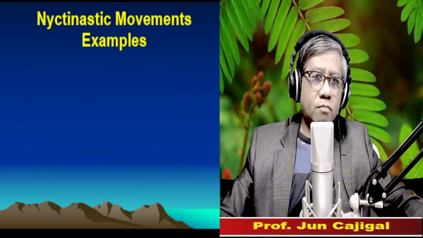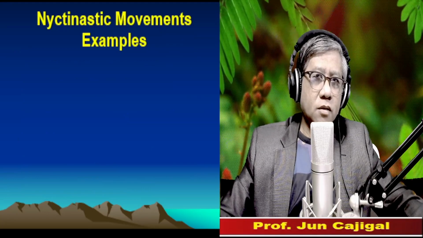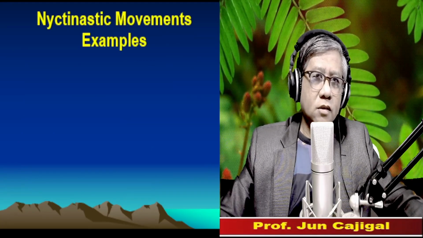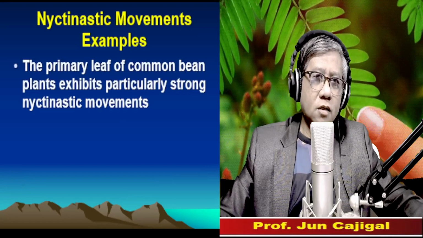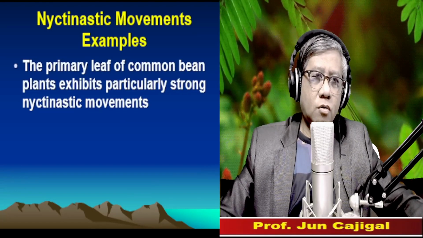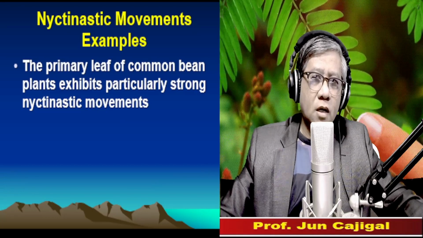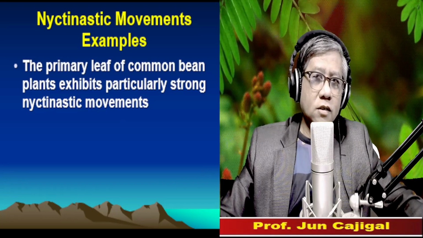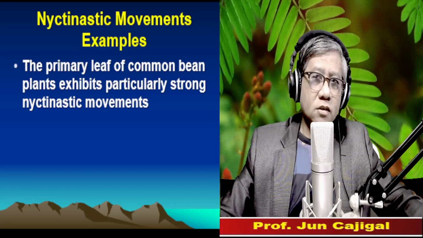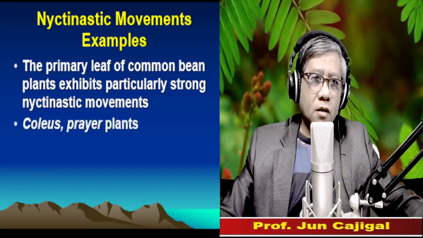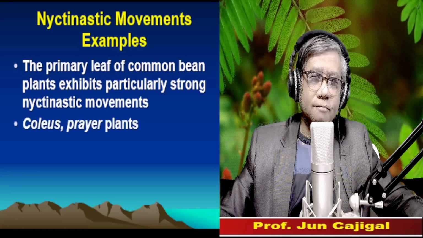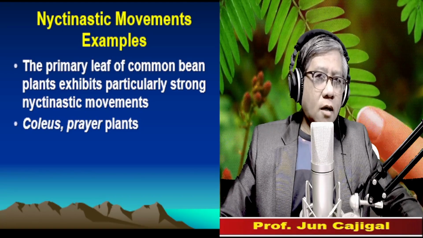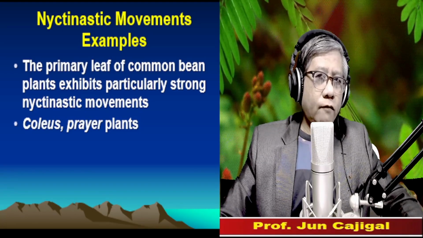And these are examples of plants that exhibit nyctinastic movements. The primary leaf of common bean plants exhibits particularly strong nyctinastic movements. And also a good example of a plant that exhibits this kind of movement is the coleus, or the so-called prayer plant. Now here is a time-lapse photo of the prayer plant.